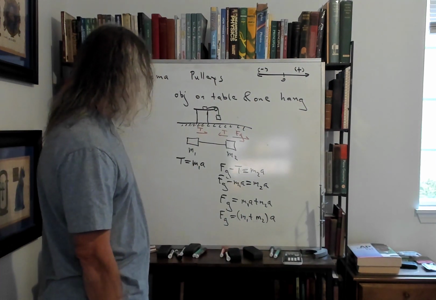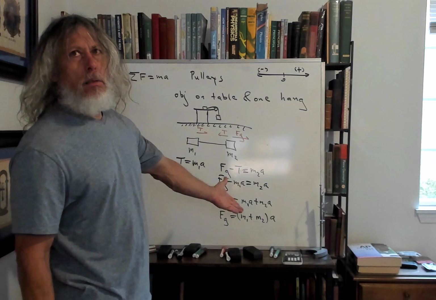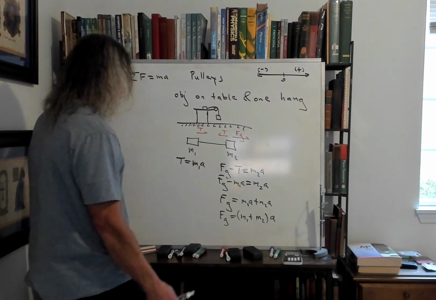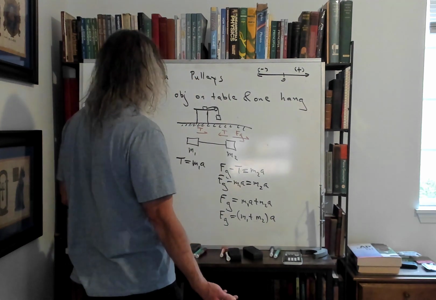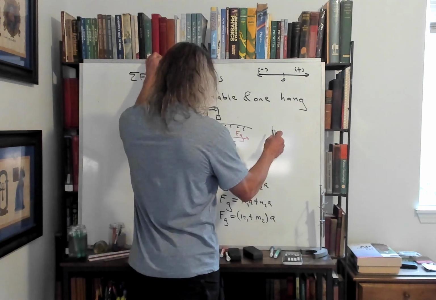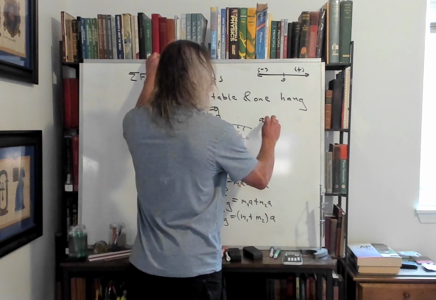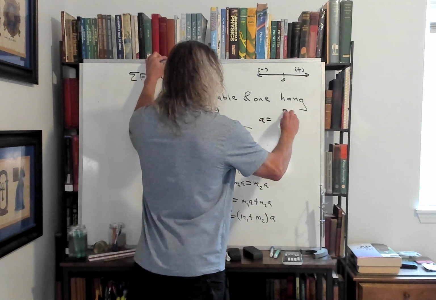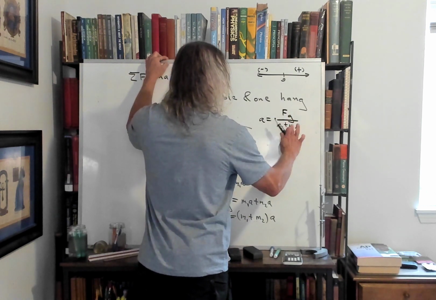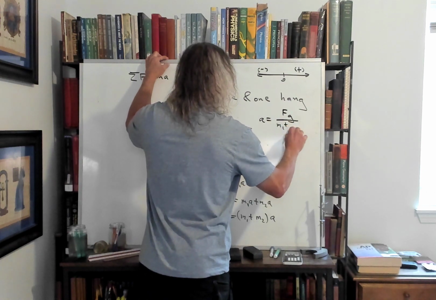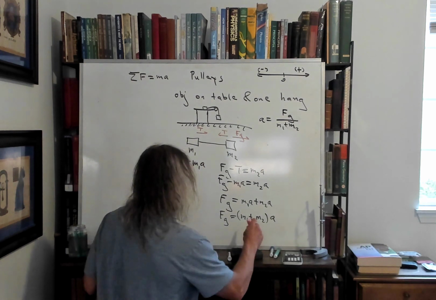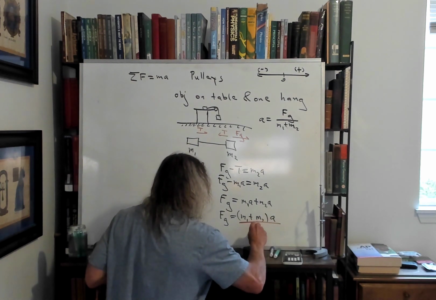Okay. And then divide by M sub 1 plus M sub 2 to solve for A. And we end up with, I'll put it over here. Then I can do some problems down here later. A is force of gravity over M1 plus M2. Because we divide, just in case someone needs it, we're dividing by this whole thing.